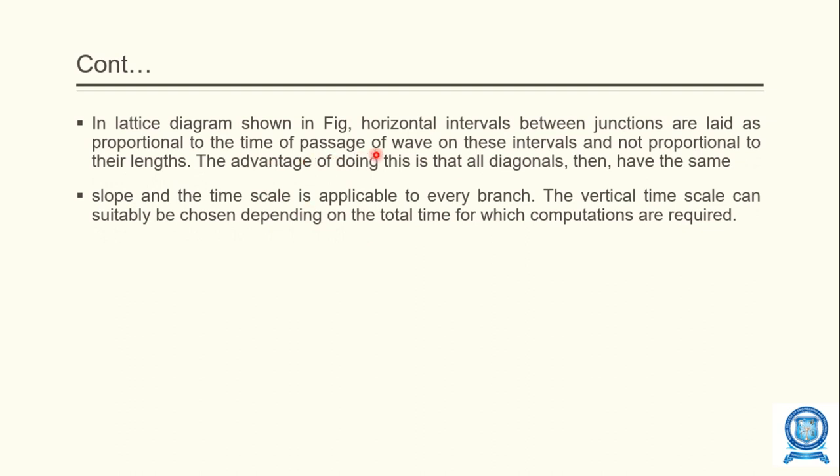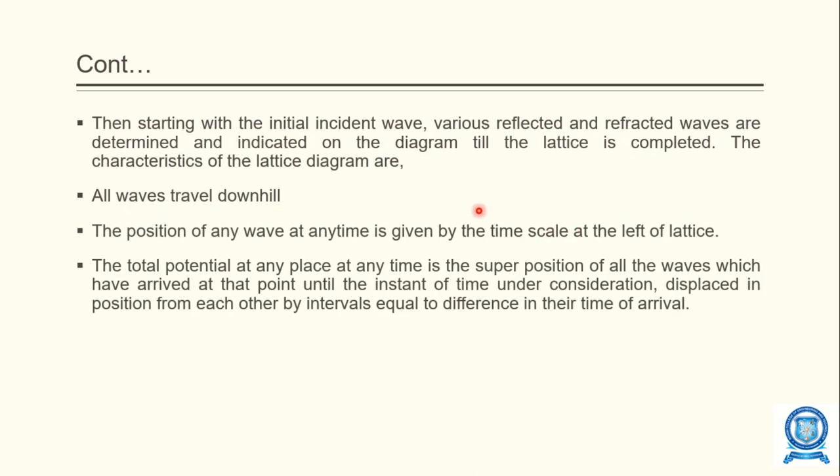In the lattice diagram shown, the horizontal intervals between the junctions are laid out proportional to the time of passage of the wave on these intervals and not proportional to their length. The advantage of doing this is that all diagonals have the same slope and the time scale is applicable to each branch. The vertical time scale can be suitably chosen depending on the total time for which computations are required. Then, starting with the initial incident wave, various reflected and refracted waves are determined and indicated on the diagram till the lattice is completed. The characteristics of the lattice diagram are: all waves travel downhill.